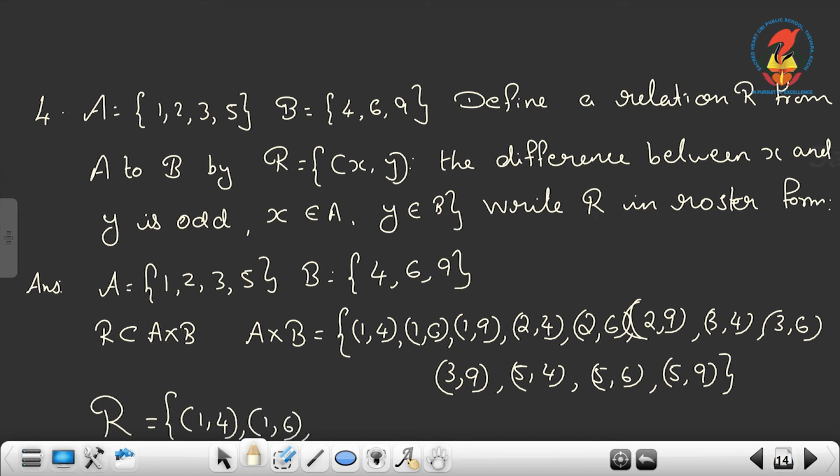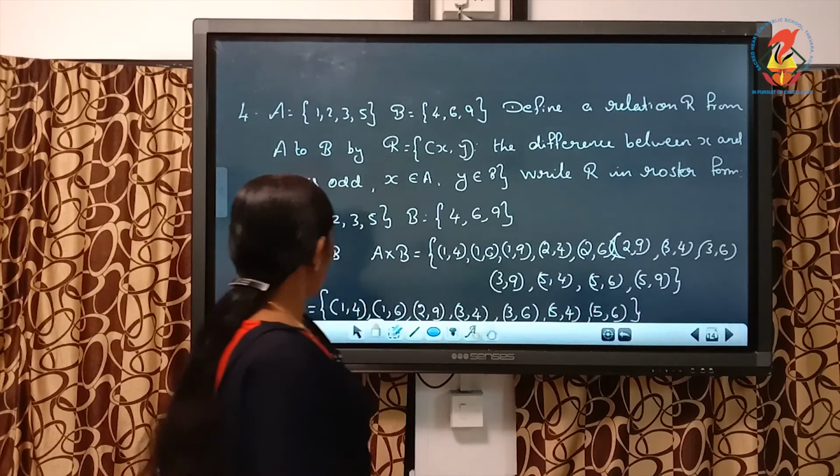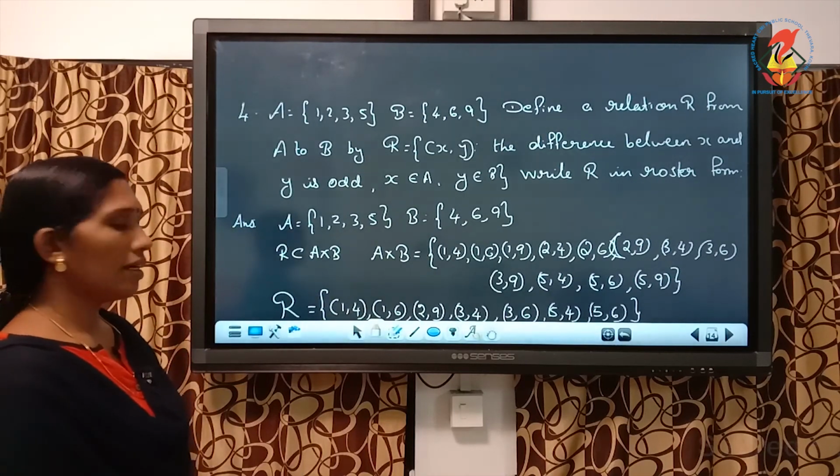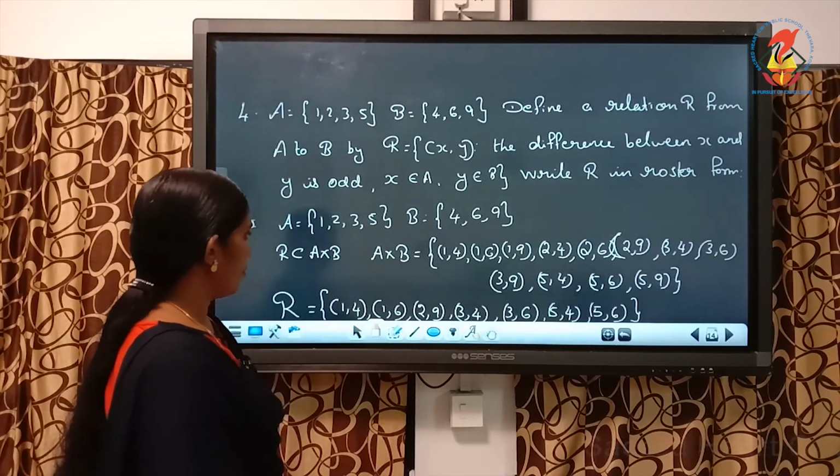(1,9) is 8, so no. (2,4) we can't take, (2,6) we can't take, (2,9) yes. Then (3,4) yes, (3,6) and (3,9) are not possible. (5,4): 4 minus 5 is minus 1, no problem, neglect this sign and write it is an odd number. (5,6), then (5,9) we can't take. So this is R, R in roster form.